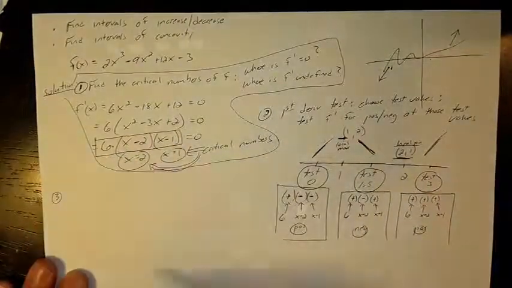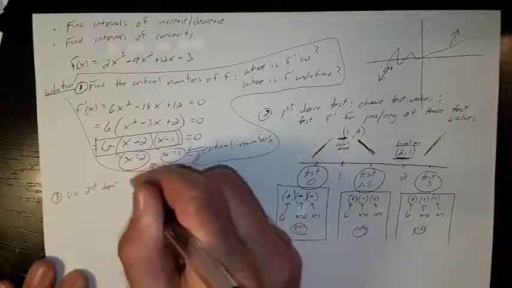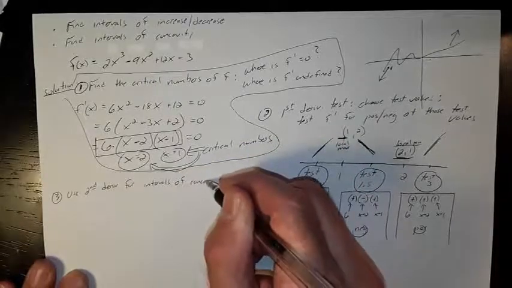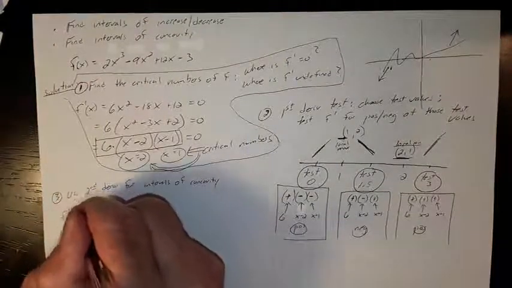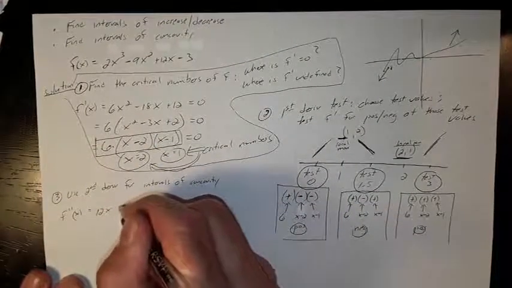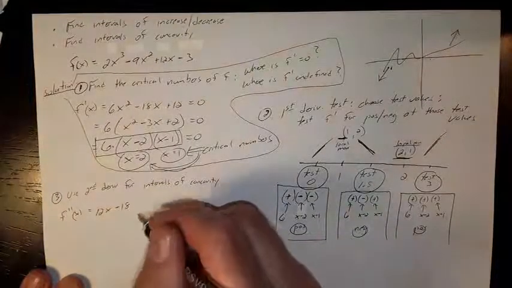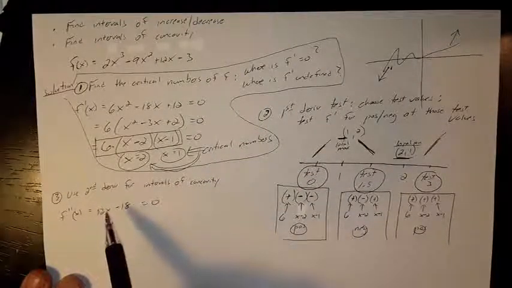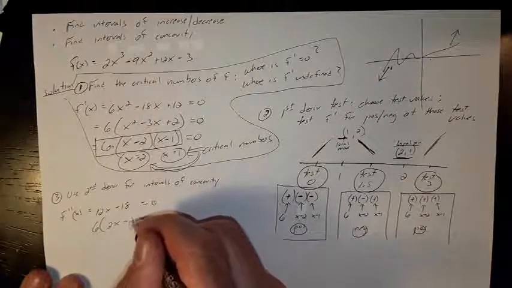So for step 3 then, we want to use the second derivative for what are called the intervals of concavity. So then we're going to need the second derivative, f double prime of x. Polynomials, this is going to be an easy game: 12x minus 18. So this is how we play this game now. We take the second derivative, we set it to 0. Did I do this right? 12x minus 18, we can take a 6 out of here again: 6 times (2x minus 3), right?